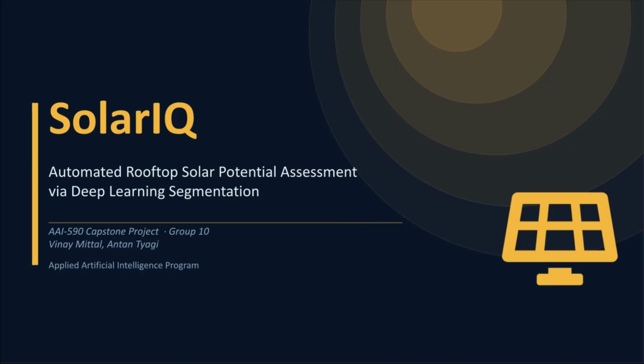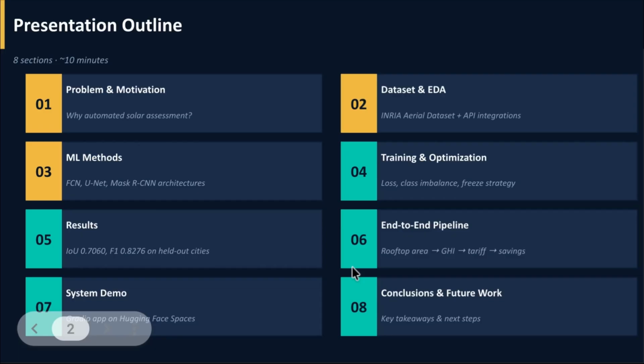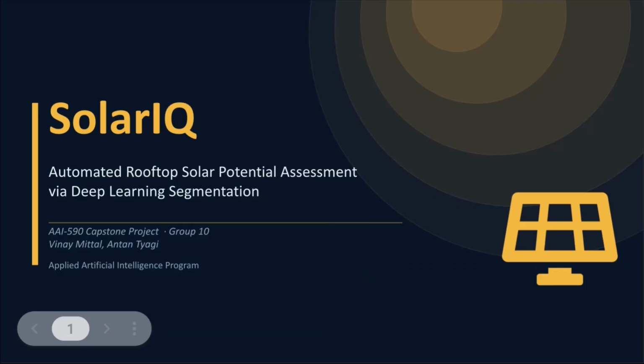Today we are presenting Solar IQ, a system we built that uses artificial intelligence to automatically figure out how much money you could save on your electricity bill by putting solar panels on your roof. Before our project, answering this question meant either hiring a specialist to visit your home or using a rough online tool that didn't really look at your actual roof. We wanted to change that by making the whole process automated, fast, and free.